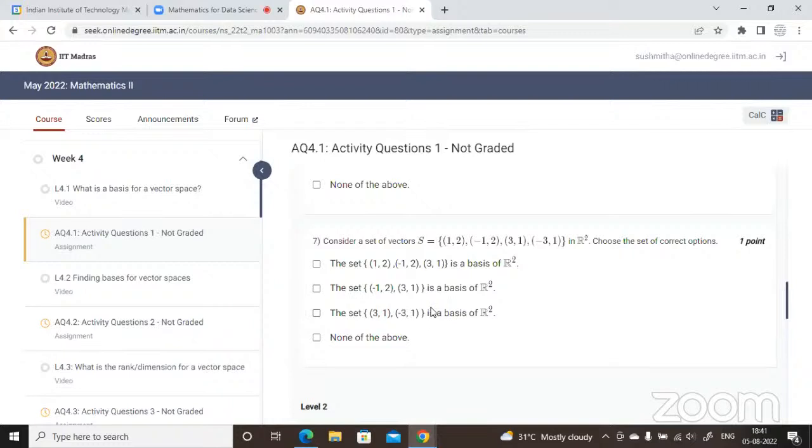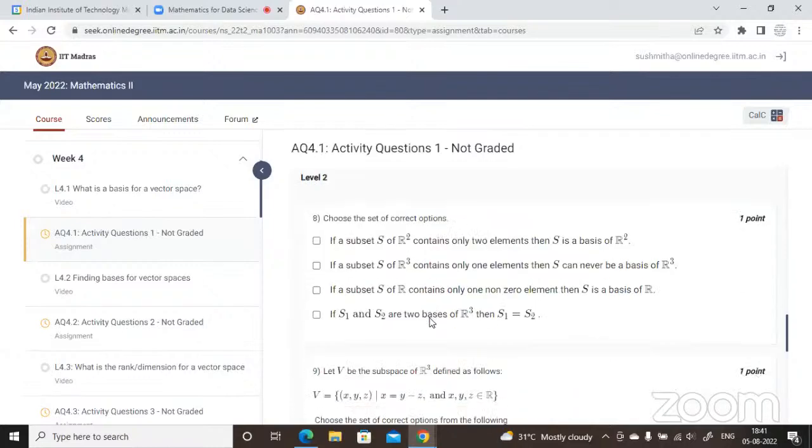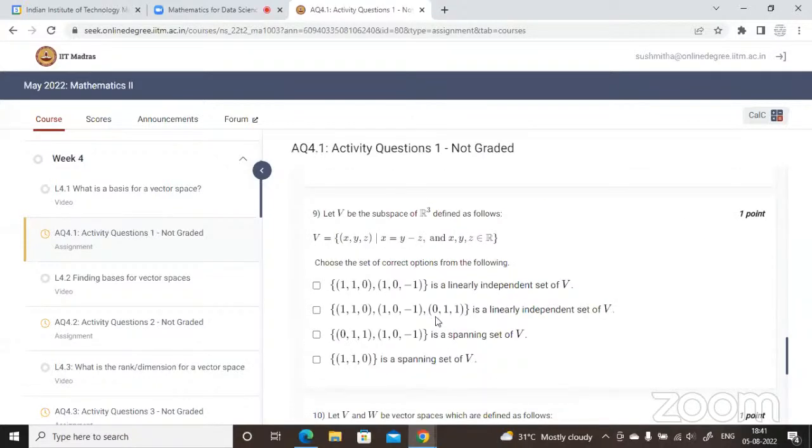But suppose it is given to find the basis. Then how to do that? I was not able to do this one. I think I forgot.